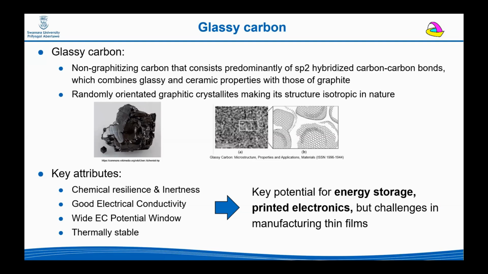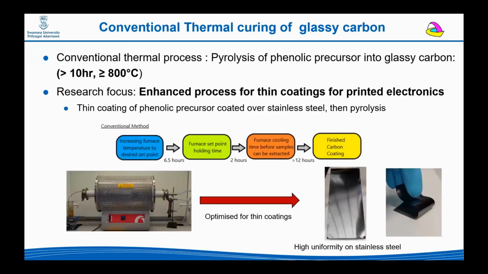It's a great material. So why don't we speak about this one more in energy storage and in printed electronics? One of the challenges is how to manufacture glassy carbon, and in particular, how to manufacture thin films of glassy carbon that can be used in printed electronics. Why is this difficult? The conventional pyrolysis process is long. You take a phenolic precursor and you treat it for 10 hours at over 800 degrees. You understand the process is very demanding. It is anyway an important and valuable process.